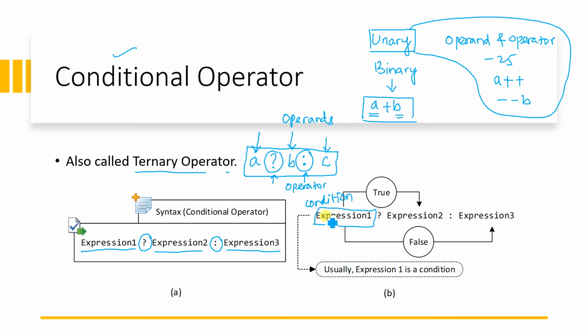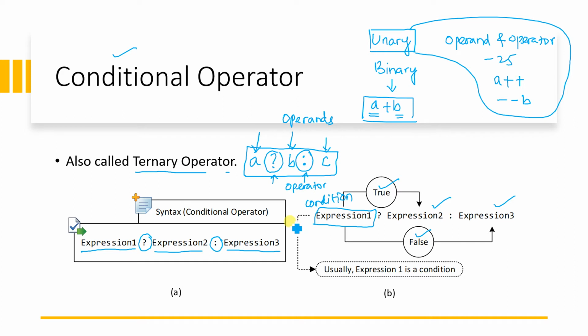And what does the entire statement mean? Whenever this condition becomes true, expression 2 gets executed, and whenever expression 1, the condition, becomes false, then expression 3 gets executed. This is how we are going to write the conditional operator or ternary operator. Now let us solve some problems so that you can understand it more clearly.